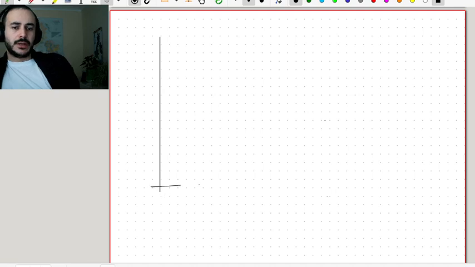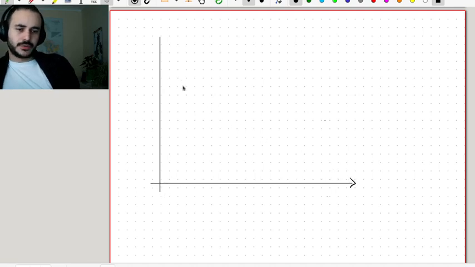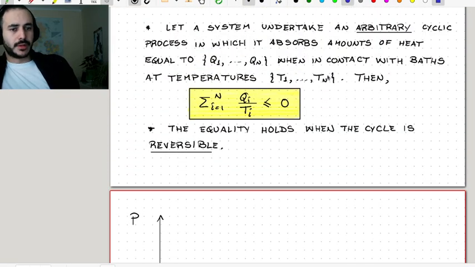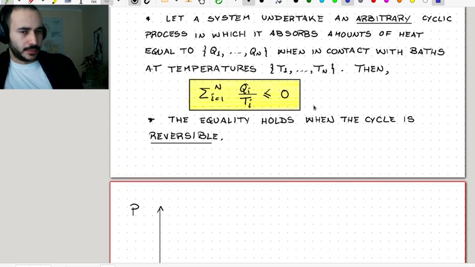Let's think, of course, as usual, of the simplest system: a single component expansive system in the VP representation. And imagine that we have maybe 3 baths. Let's discuss a cyclic process in which the system is only in contact with 3 temperature levels. It could be many. In particular, there could be infinitely many of them. So I say n here, but this n could be infinity.